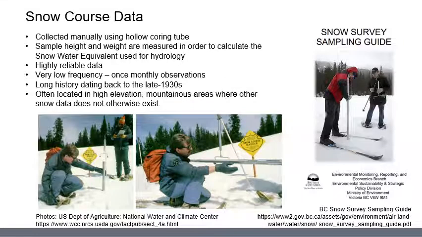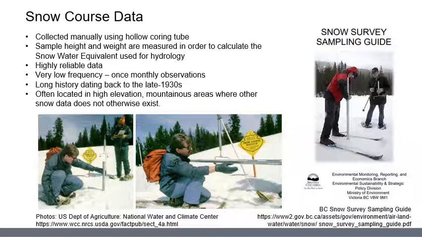The third type of data used in this project is snow course data. This is collected manually using a hollow coring tube, which is inserted into the snowpack all the way to the ground. By obtaining a sample of snow, it can be weighed, and knowing the volume of snow and the weight of snow, we can convert it to a liquid water equivalent or snow water equivalent, which is used for hydrology.